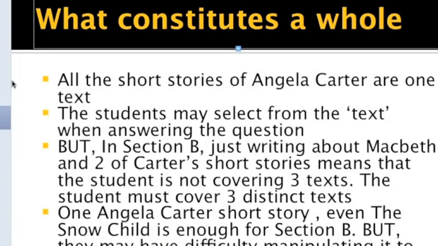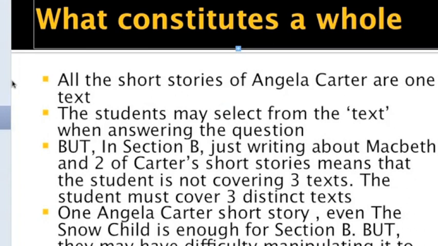Okay, when you're considering which text to write about in Section A or in Section B, you've got to consider, certainly, as so many of our students do here, study The Bloody Chamber and all the short stories in it, what actually constitutes a text and how many of those short stories should you include in your answer.